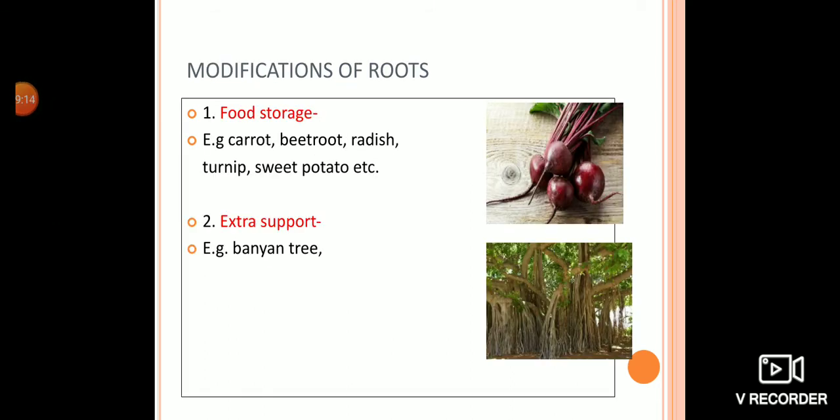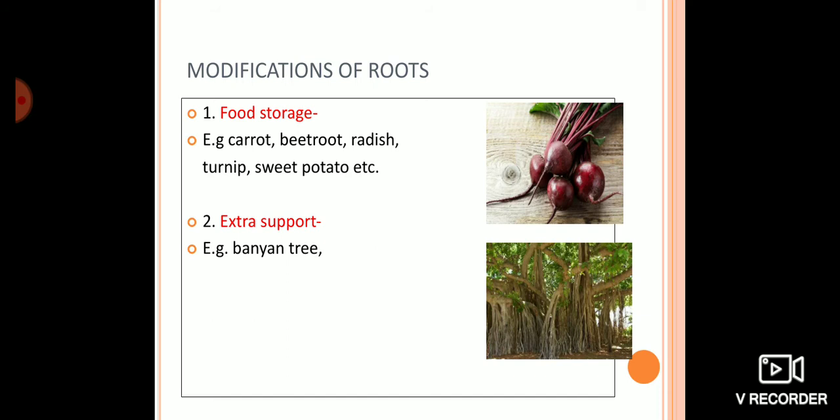Next is the modification of roots. Sometimes roots perform some special functions depending on the requirement of the plant, and for that the structure of roots changes slightly. Such changes are known as modifications. Roots perform the following modifications. First one is food storage. Sometimes plants store food for non-favorable conditions so that the plant can use this food whenever they require.